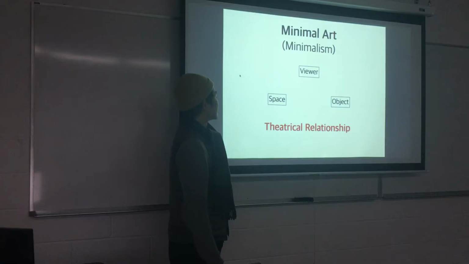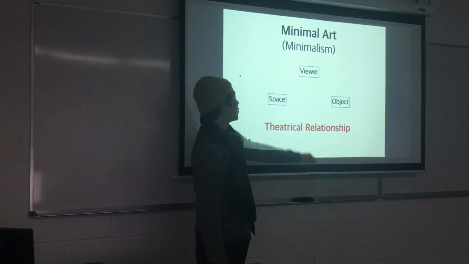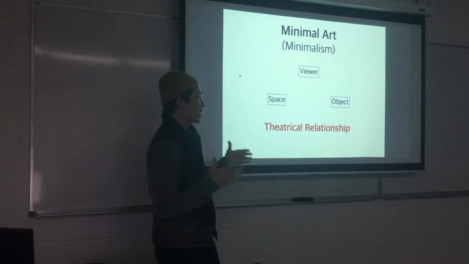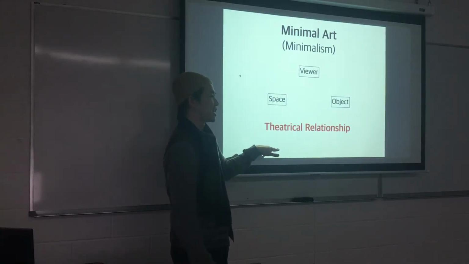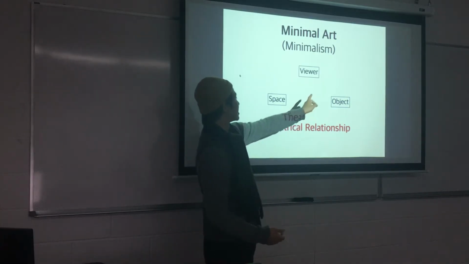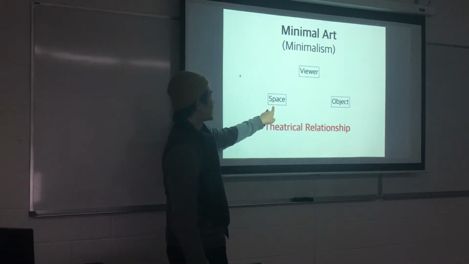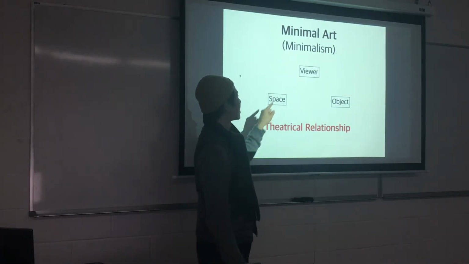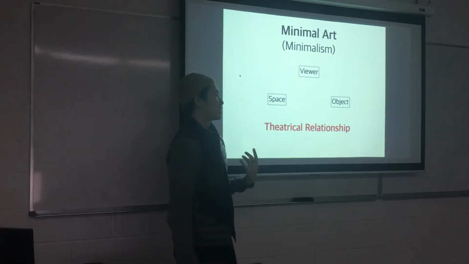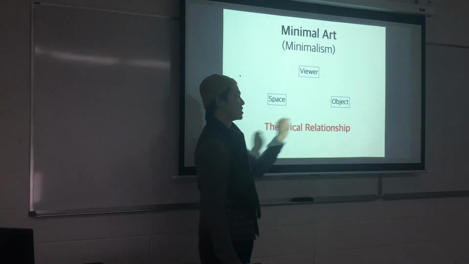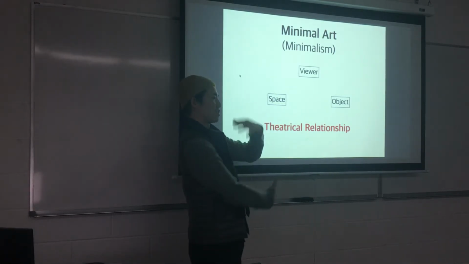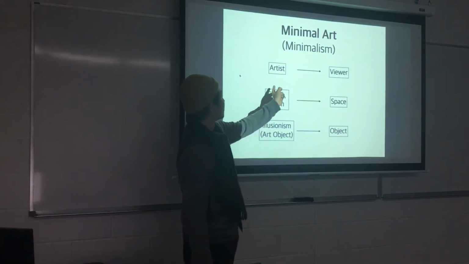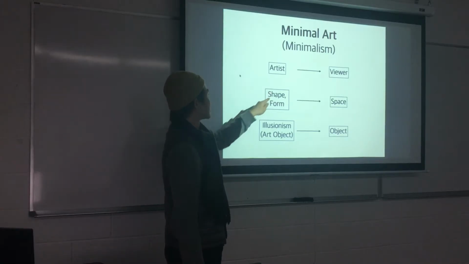So this is the theatrical relationship, which is minimalism and minimal art trying to make this kind of organization and relationship. So it's about the viewer, the space, and the object. This triangle is actually making the viewer experience something, rather than the artist showing something. So it's a big turn in art. So right here, the big change is becoming like this.